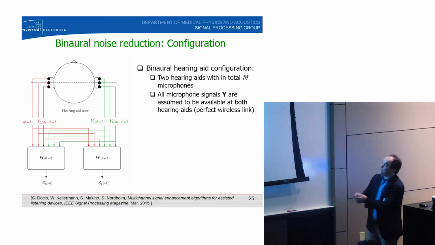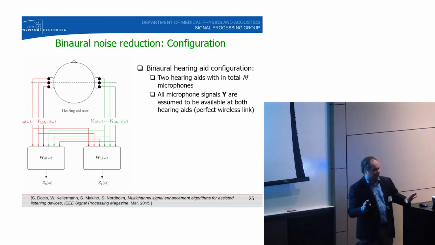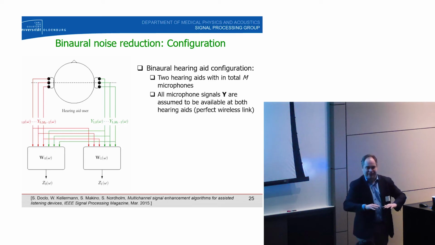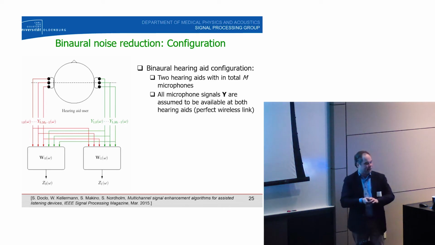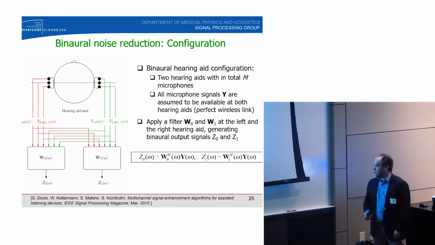Okay, so this is the basic configuration. We have a hearing device on the left, on the right. In total we have M microphones. In this work, we still assume all microphone signals are available at both hearing aids. They're perfectly synchronized, so we don't cover synchronization issues. That's, I would say, something for the hearing aid industry. So we assume everything is available, and basically now the goal is to compute 2 filters. One for the left side, one for the right side, still using all of the microphone signals. So now we don't only compute one filter, as in the first part of the talk, but we want to compute 2 filters, W_0 and W_1.